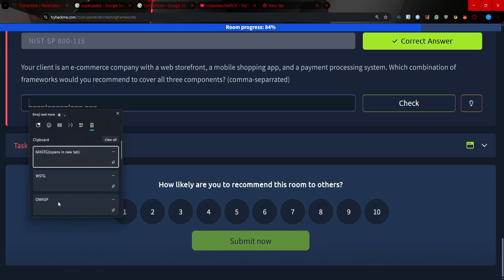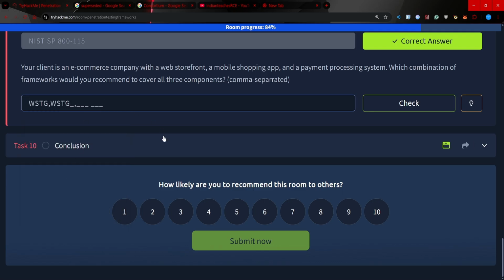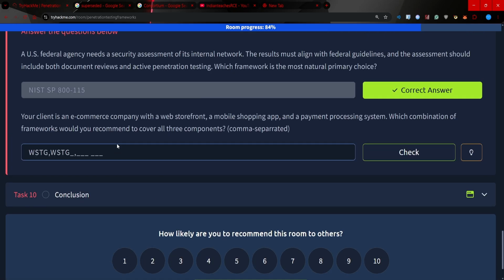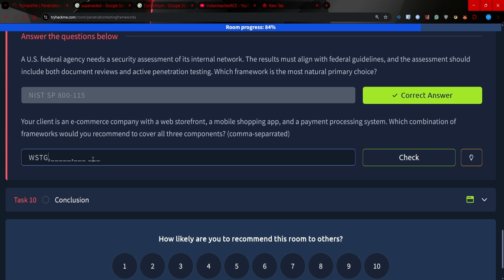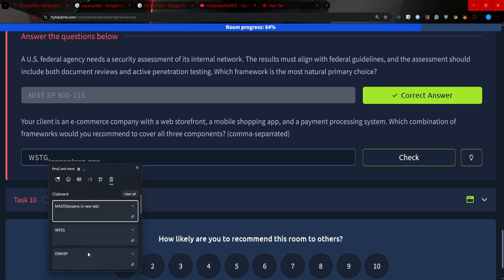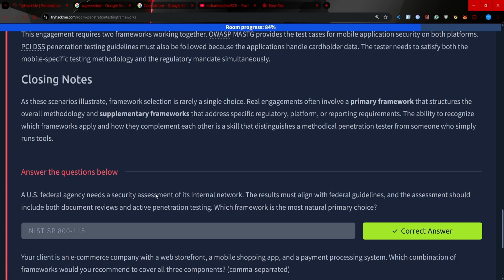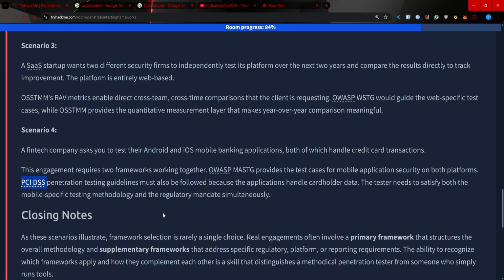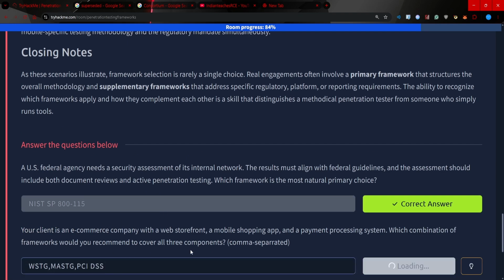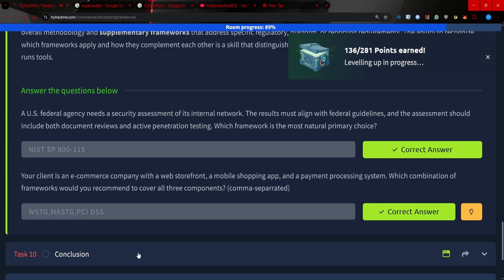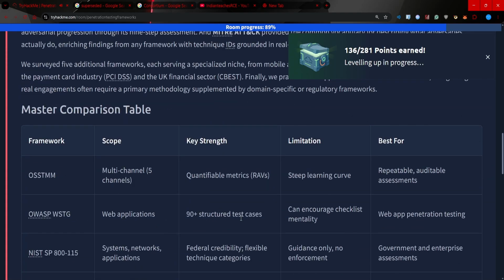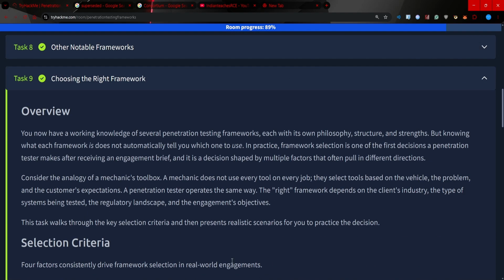Yeah. So WSTG, MASTG. And then we will use PCI DSS. Yes, let's go. It took me a little while because I was thinking about all the frameworks we'll be using.